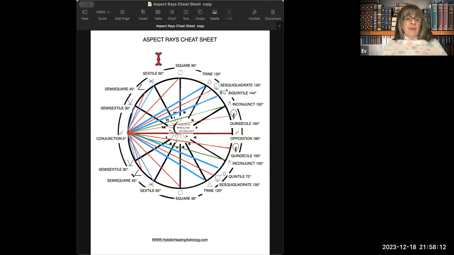Each aspect has a certain degree representation. Conjunction is 0 degrees. Semi-sextile is 30 degrees. Semi-square is 45 degrees, and on and on. You don't have to know everything now, but you do have to know that there are distances between one another, and each representation here, each symbol has a specific astrology meaning with key words.